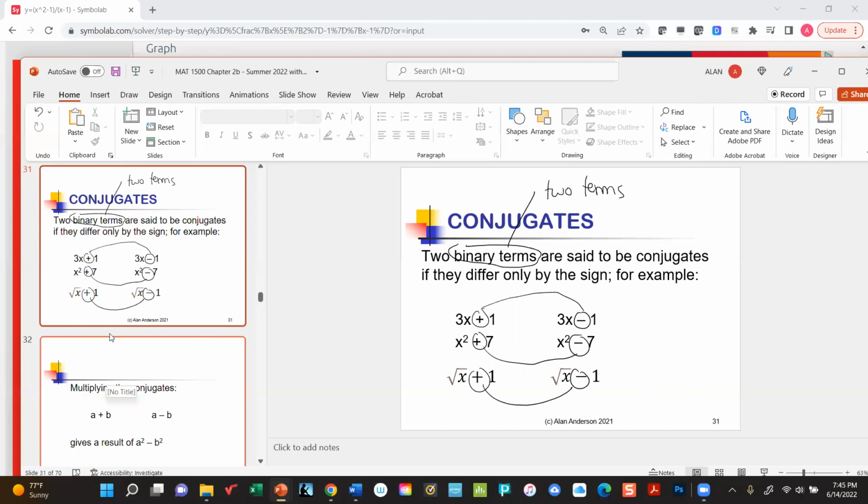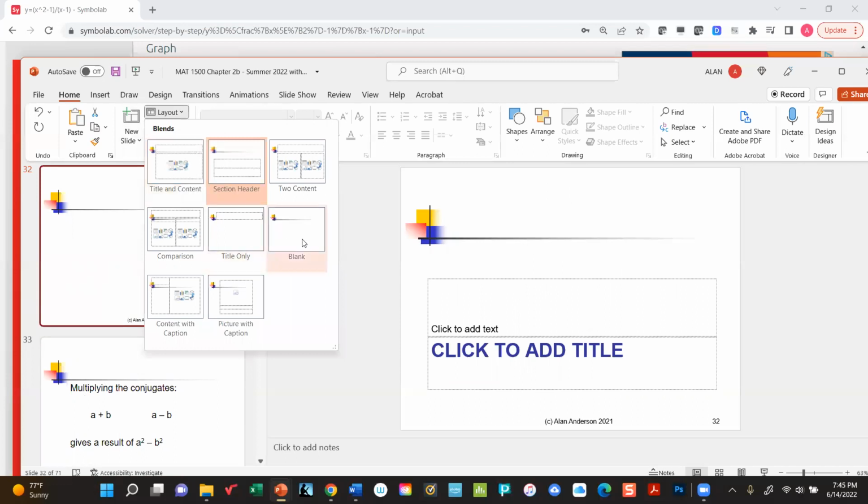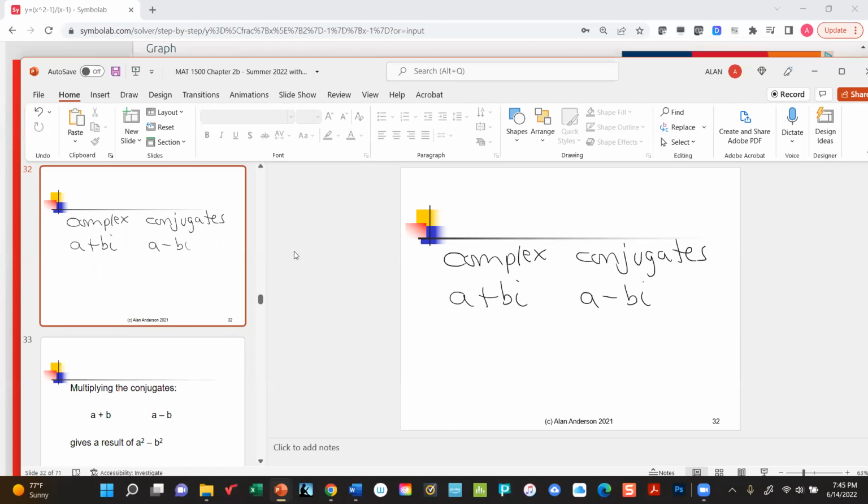And if you were exposed to this, just as a quick reminder, you may have also been introduced to the concept of complex conjugates. So a complex number is written as a plus bi. Its complex conjugate would be a minus bi. So it's the same idea except applied to complex numbers.